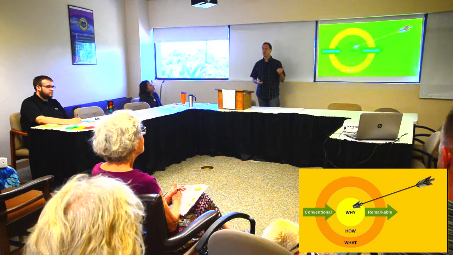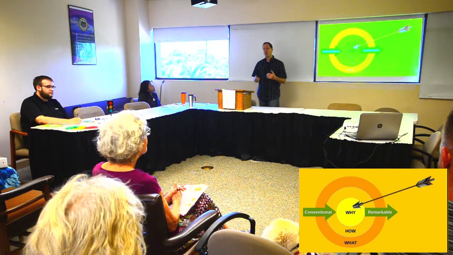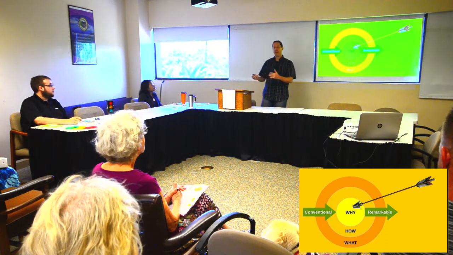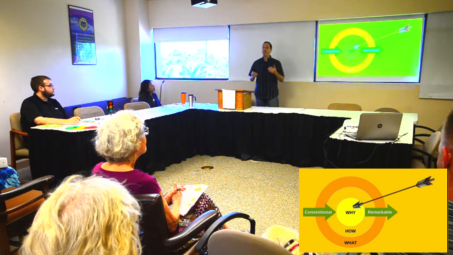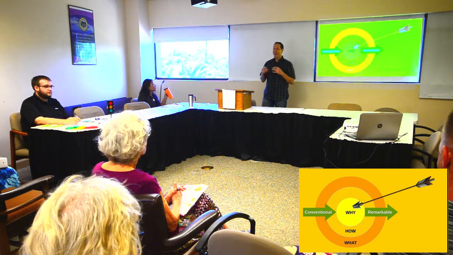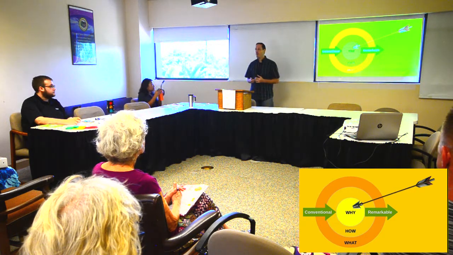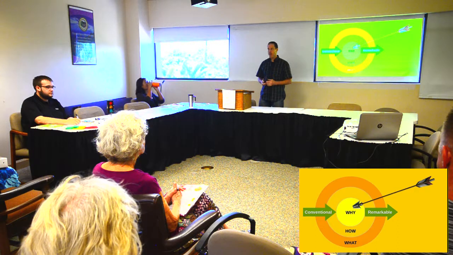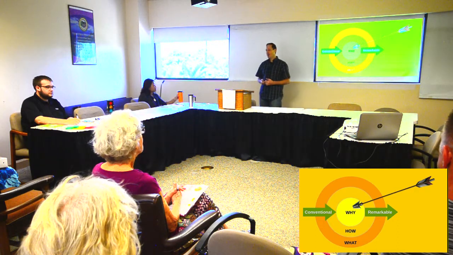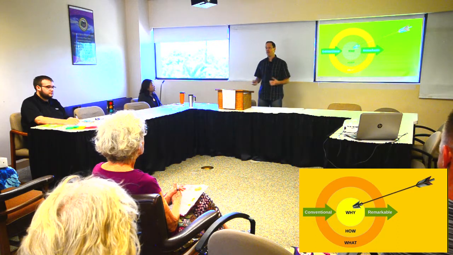It's the golden circle. The golden circle is a way of taking conventional thinking and making it remarkable by starting in the center and asking why. We're going to use this model to talk about Robert's Rules of Order. Why do we need Robert's Rules of Order?